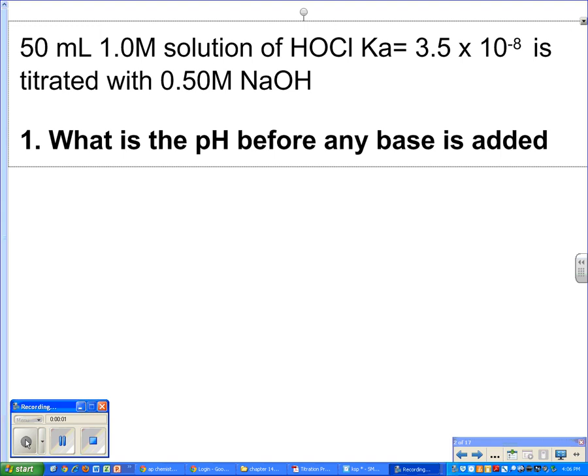This is a titration problem where we're going to titrate a weak acid with a strong base. So the first question, and we're just going to build on it, each slide will have a different question on it. But the first one is, it wants the pH before any base is added.